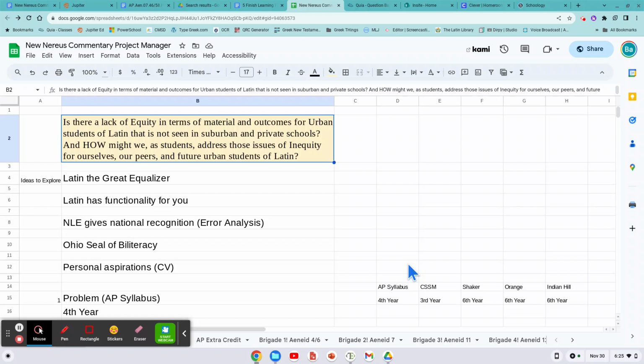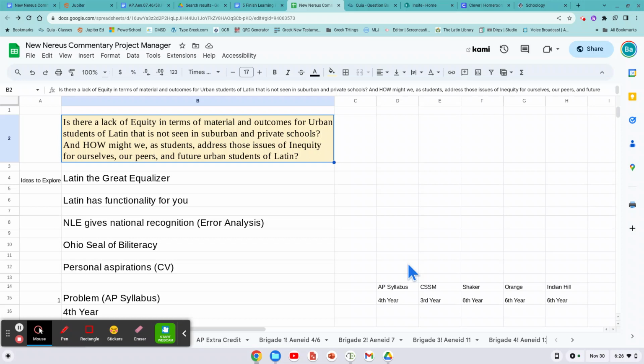All right, so the essential question everyone covers is: is there a lack of equity in terms of material and outcomes for urban students of Latin not seen in suburban and private schools? And how do we address those issues of inequity? Remember, equity is that not everybody starts at the same level or at the same position in life, and therefore to make things more equitable, you need to be able to have people start better.